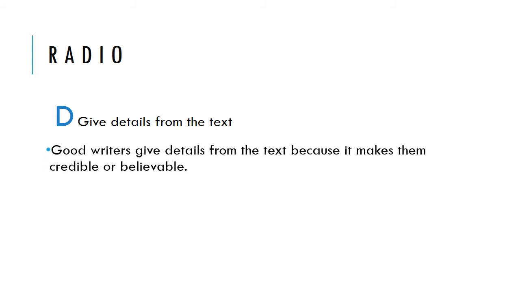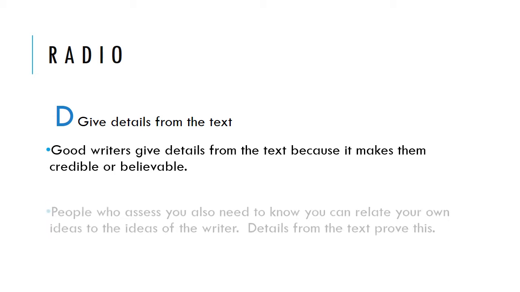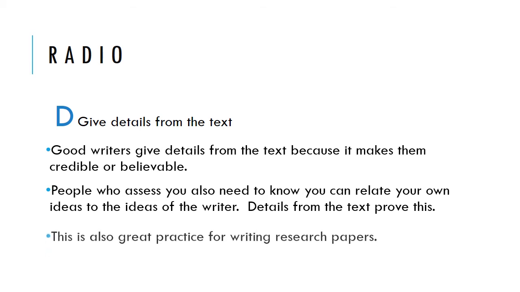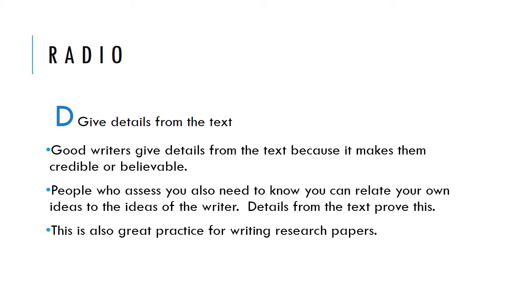Letter D stands for Give Details from the Text. Good writers give details from the text because it makes them credible or believable. People who assess you also need to know that you can relate your own ideas to the ideas of the writer. Details from the text prove this. It's also great practice for writing research papers.